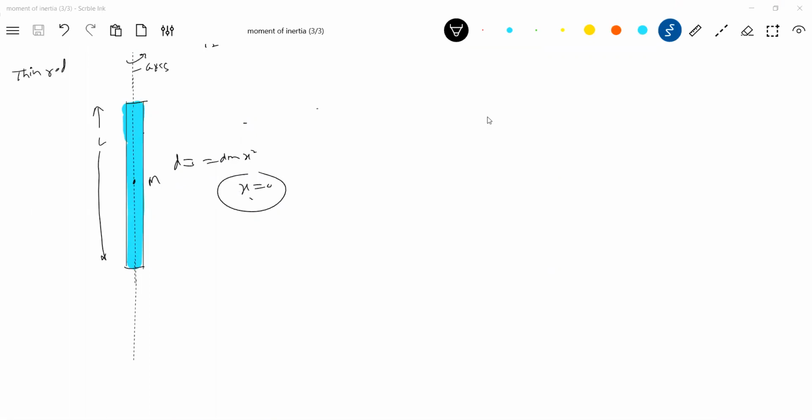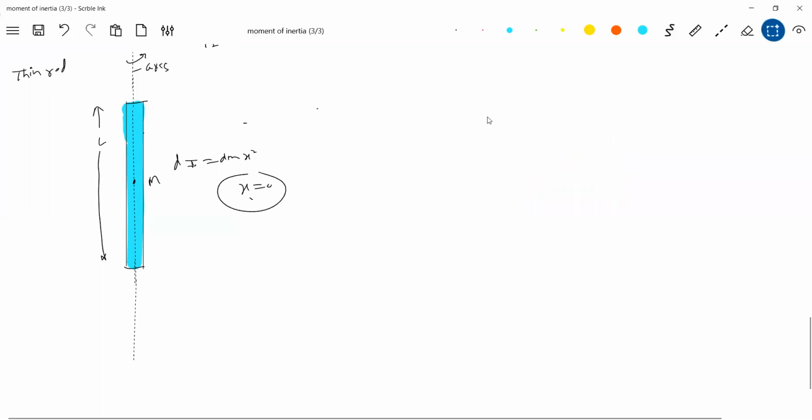Moment of inertia is 0, let it be 0. What is the problem with that? It is very easy to rotate. Moment of inertia negligible means very small, means very easy to rotate. Alpha equal to torque by I. Torque is a fixed quantity. If moment of inertia decreases, then alpha will be more. So if moment of inertia is less, for a given torque I can get more angular acceleration. This is the meaning of that.